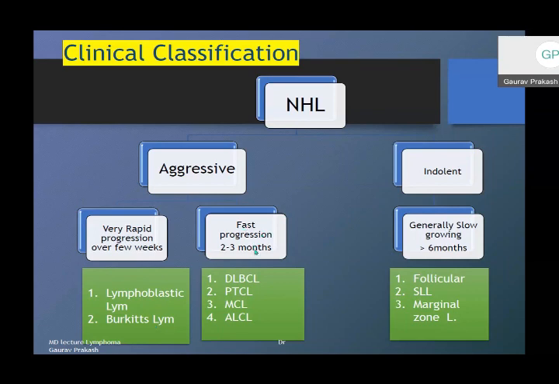And if it is a fast progressing lymphoma, but less than these two, these lymphomas are DLBCL, PTCL, which is mainly peripheral T cell lymphoma, mantle cell, and anaplastic large cell lymphoma. These are a few examples if you want to understand deeper. So just remember broadly that we are talking about aggressive and indolent clinically.